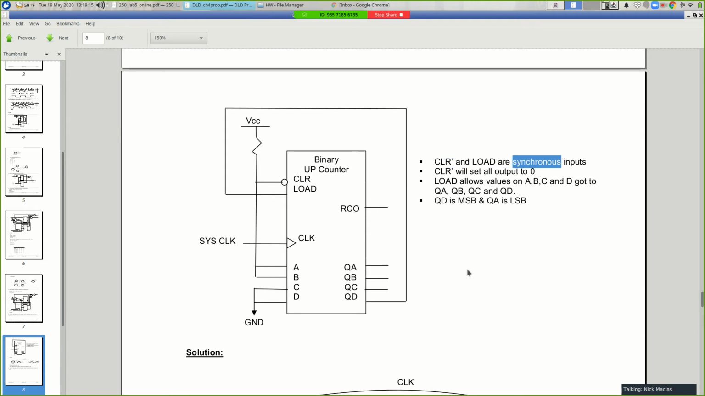If you have asynchronous inputs, then for example, the moment you assert the clear line, immediately the outputs go low, even if you haven't ticked the clock. Okay, so asynchronous inputs happen immediately without regard for the clock. Synchronous ones only take effect when the clock ticks.